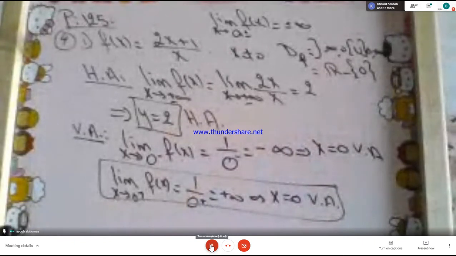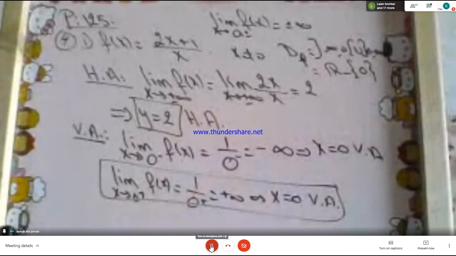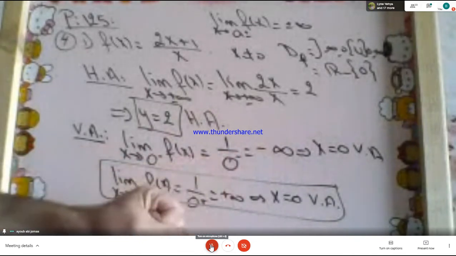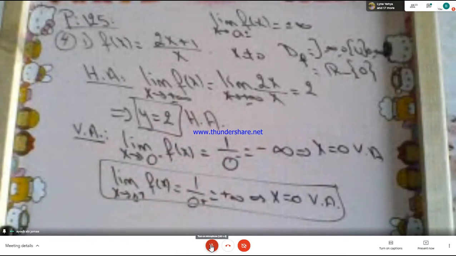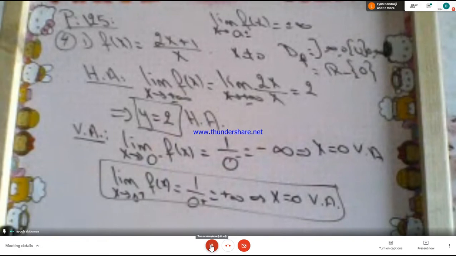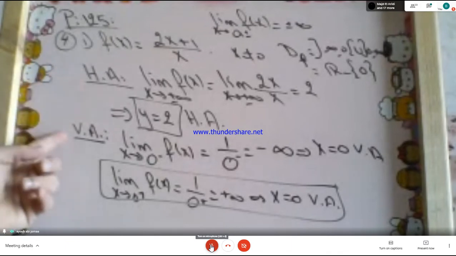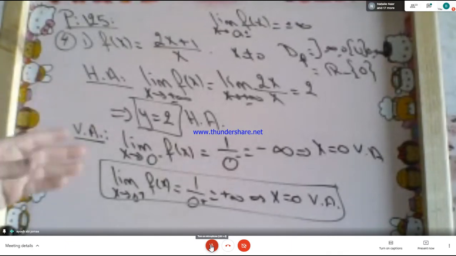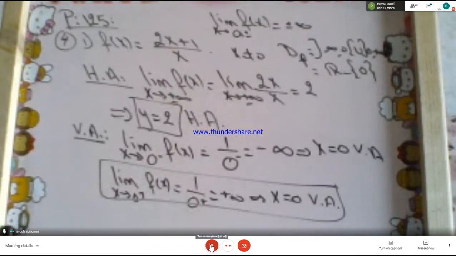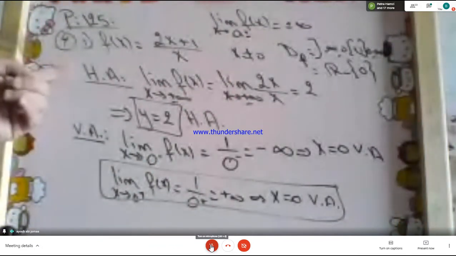The limit for the vertical asymptote has to come out like the limit for the horizontal? No. No relation between the horizontal and vertical. Don't mix between them. Never. Okay.